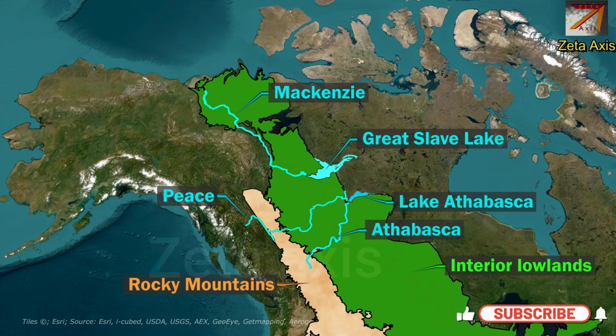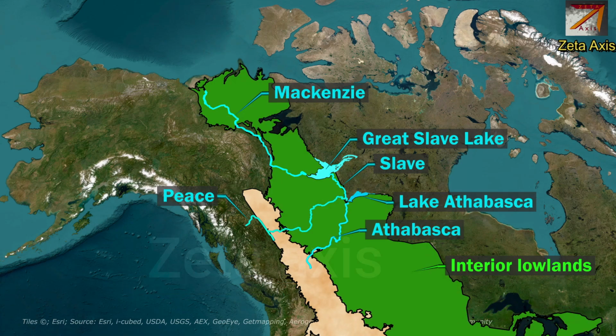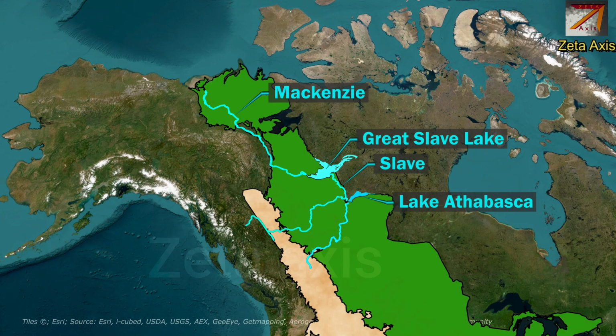Here, the Slave River originates by the confluence of the Peace River and other smaller tributaries. The Slave River then flows northward to drain into Great Slave Lake. And from the Great Slave Lake originates the Mackenzie River. So we can see that the main headstream of the Mackenzie River is from the Rocky Mountains, and it is connected to both Athabasca and Great Slave Lake.